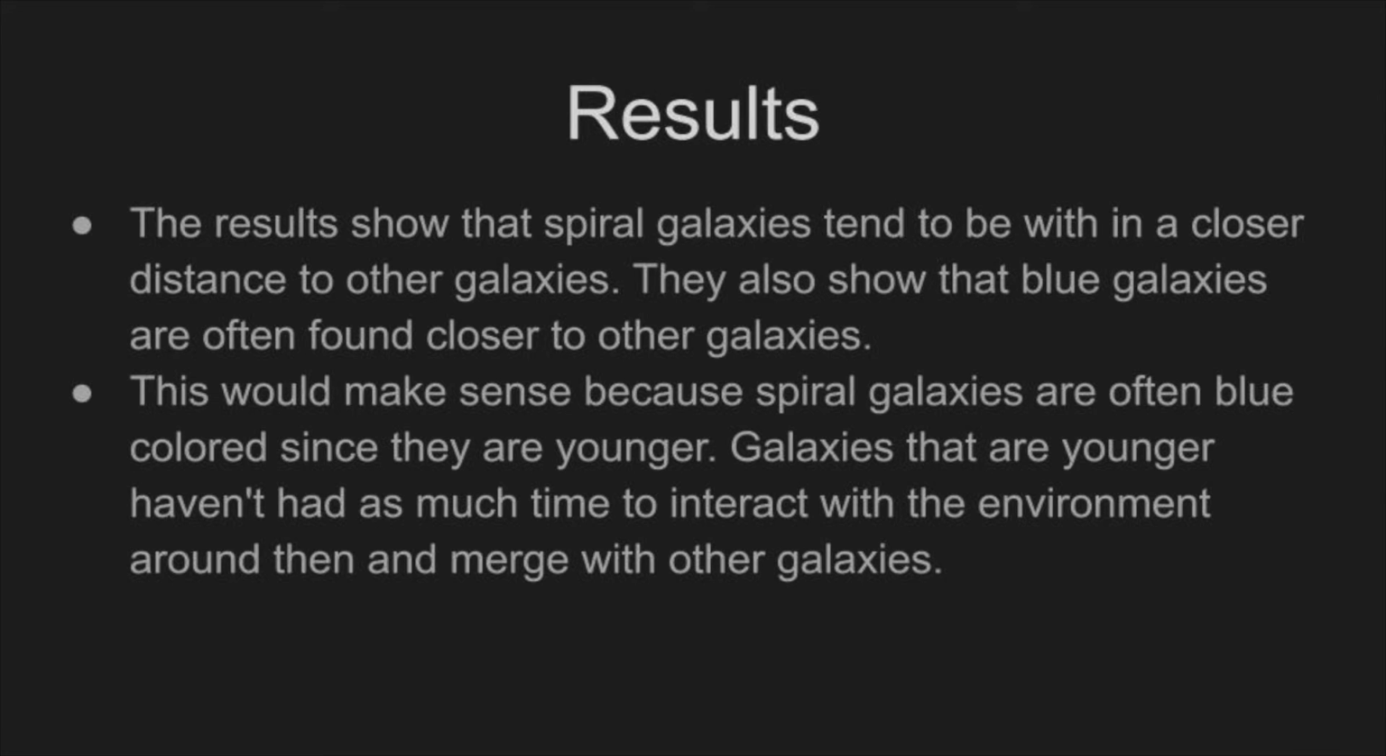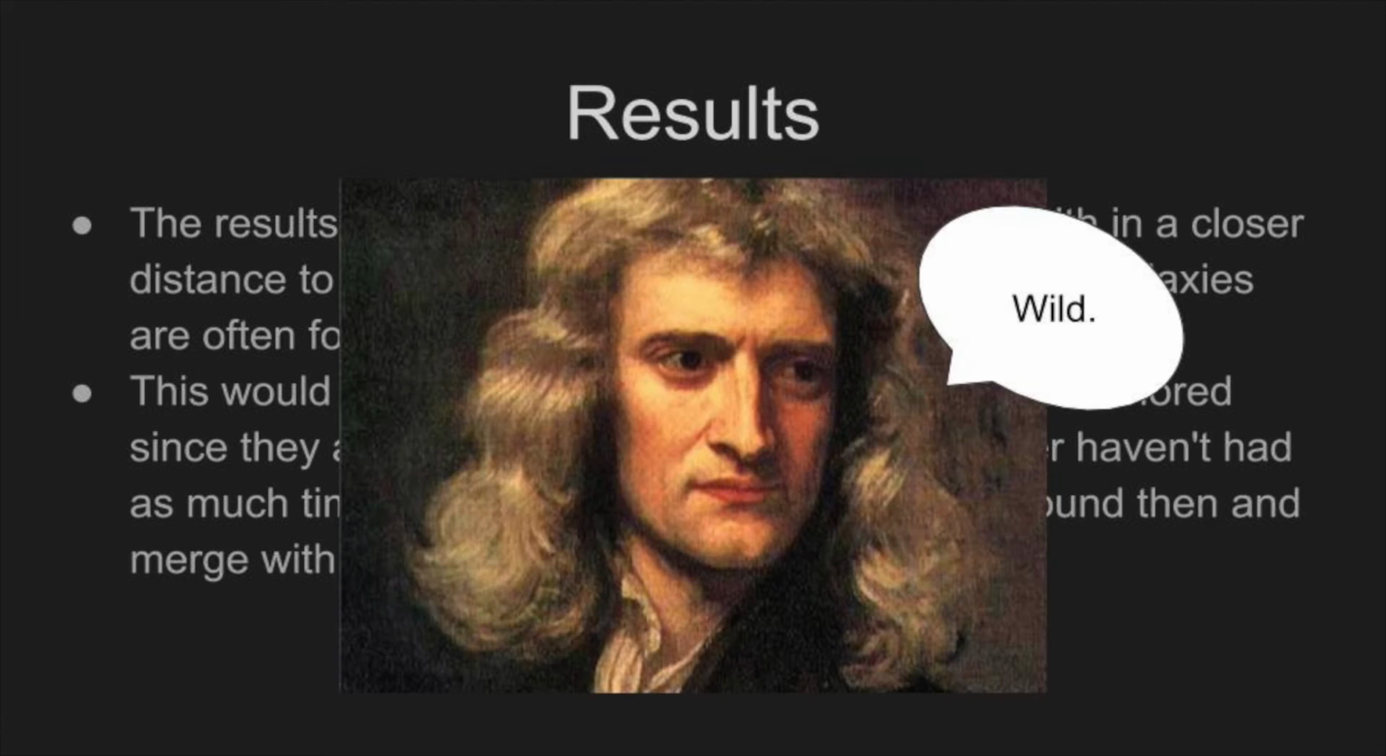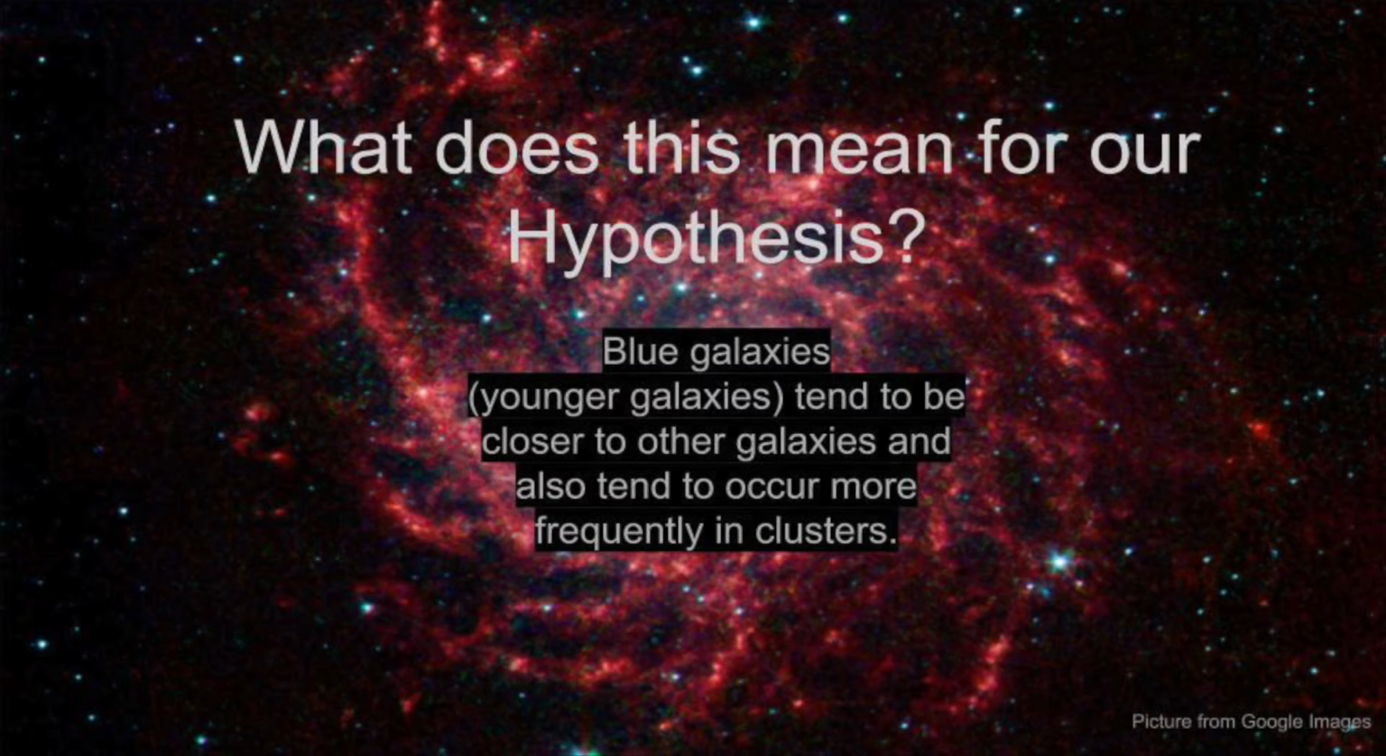Our evidence led us to the conclusion that the spiral galaxies, on average, have a lower local density. This means that they are closer to other galaxies. Blue galaxies tend to have a lower local density. We assumed that elliptical galaxies would be more isolated from other galaxies, and that ellipticals were red and older. We feel secure in our assumptions because they were supported by our conclusions.